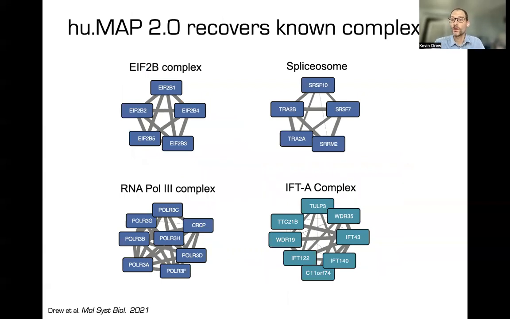The first thing that I did when I generated my map was to go looking for things that I expected to see. So some positive controls. Things like eukaryotic initiation factor 2 and the spliceosome and RNA polymerase and intraflagellar transport complexes. When I go looking for those, I see that my pipeline generated those complexes. So this is a little bit of a sanity check, some positive controls that my pipeline is generating some biology that I expect to see.